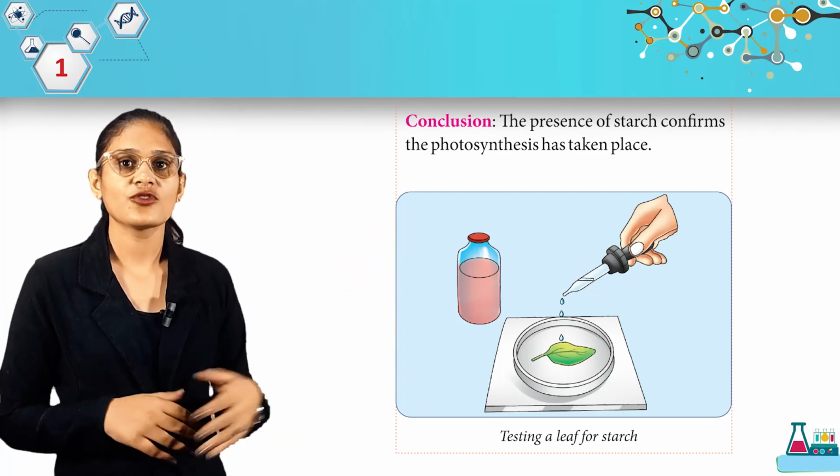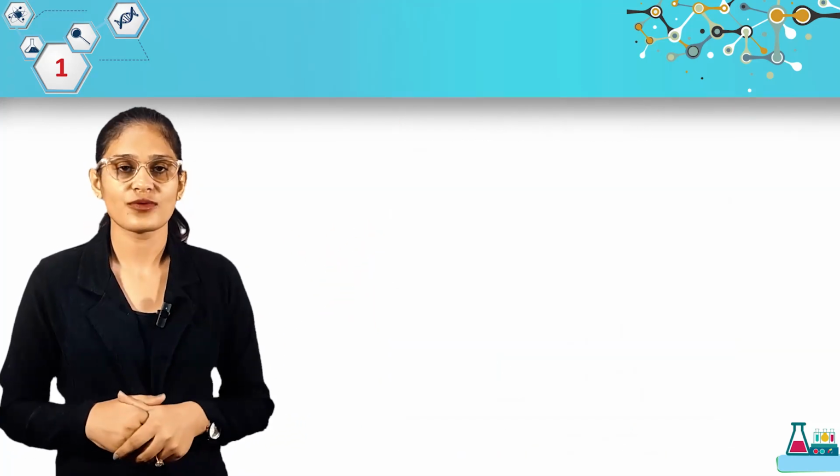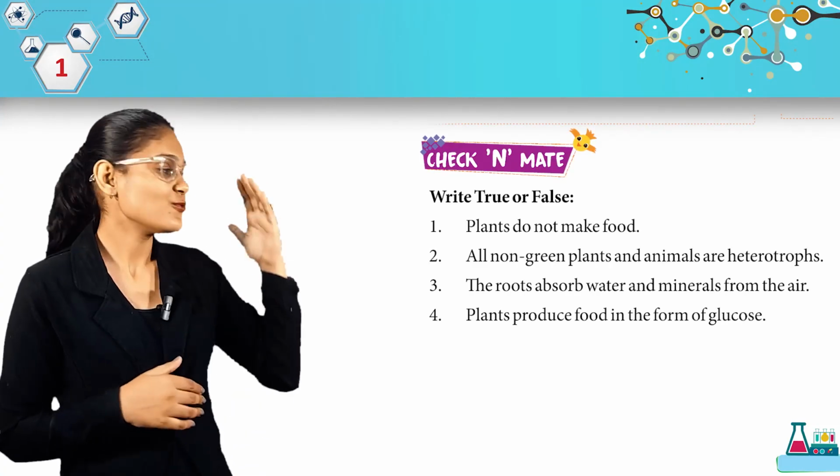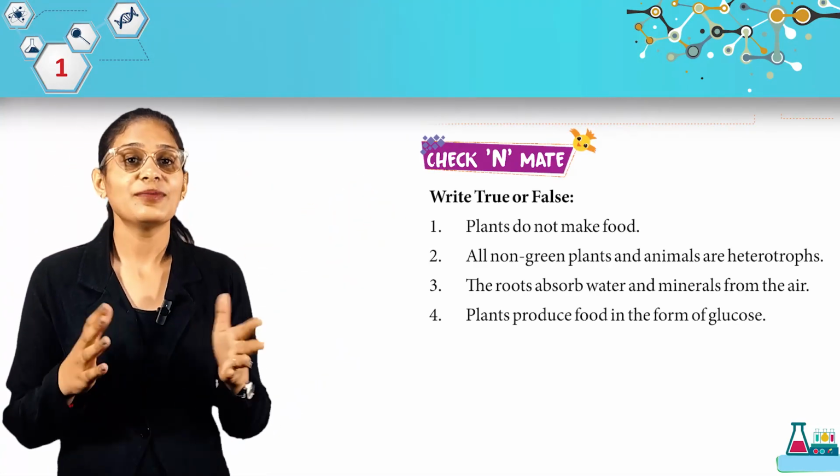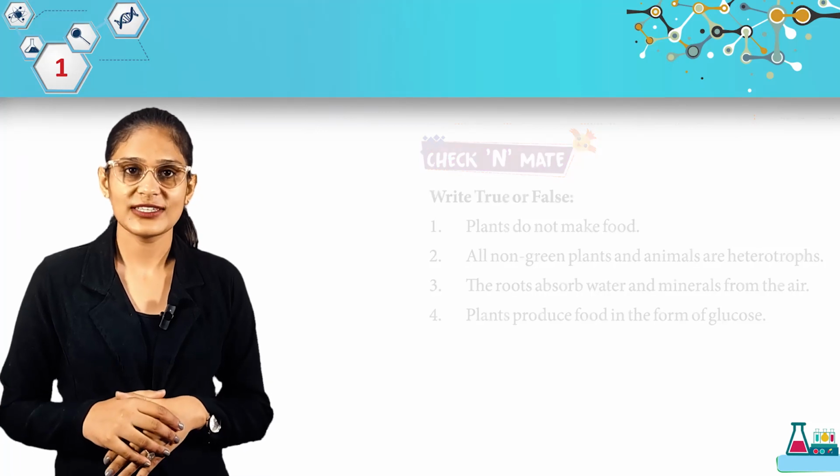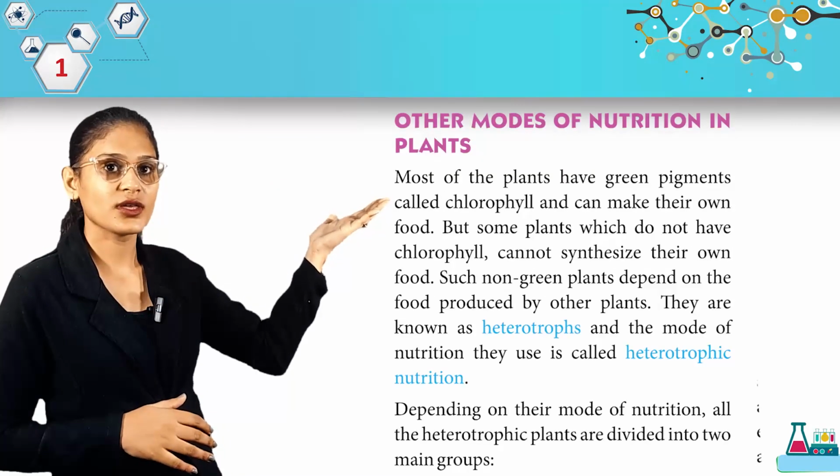Look here, here is a picture of testing a leaf for starch. Now we have checkmate. You can do it by yourself as we read about these things. Other modes of nutrition in plants.